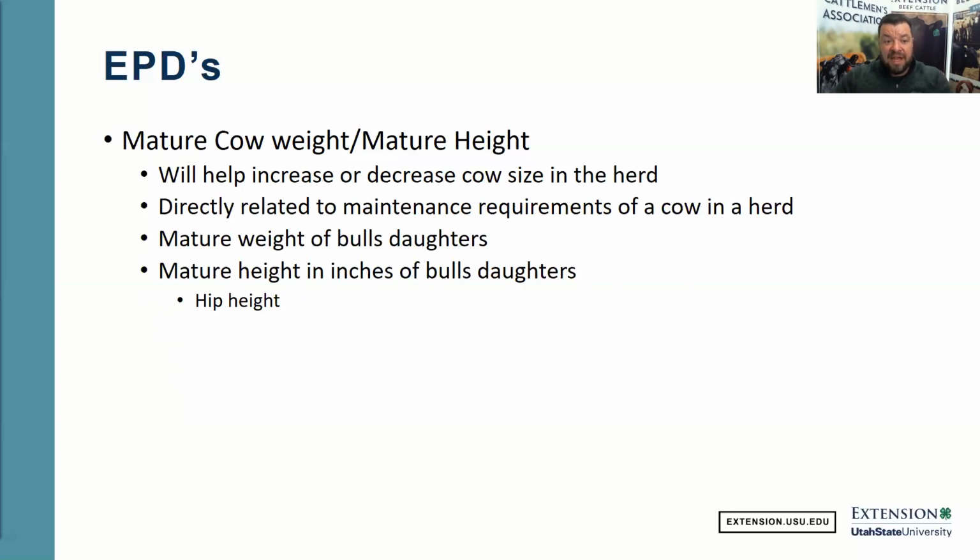Now, we can actually look at mature weight from a bull standpoint on what he might be transmitting to our daughters. But also remember, if we have a cow herd that we think is too big, we're going to probably want to use a bull that's going to decrease or moderate that size for us, so we can keep replacements that genetically improve our mature size going forward.